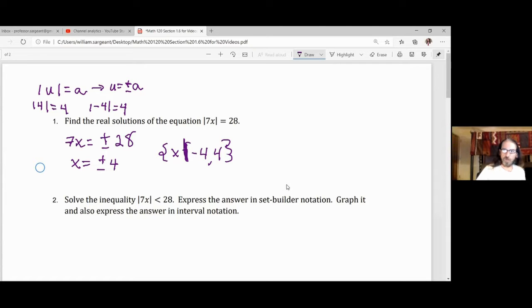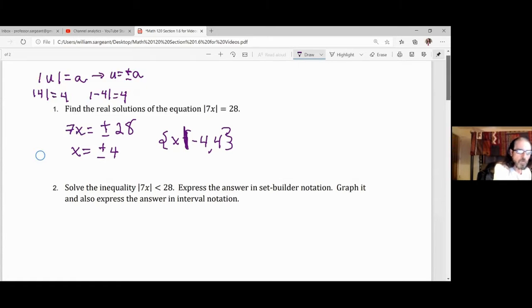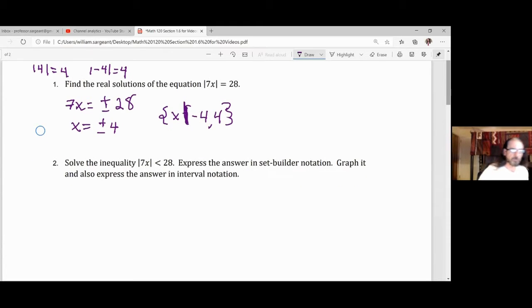Now let's say that we have to solve a very similar inequality. Absolute value of 7x is less than 28. One approach would be to pretend as if we have an equation. The negative 4 and 4 that we found in the previous question would act as boundaries between where solutions are on the number line and where we have non-solutions.